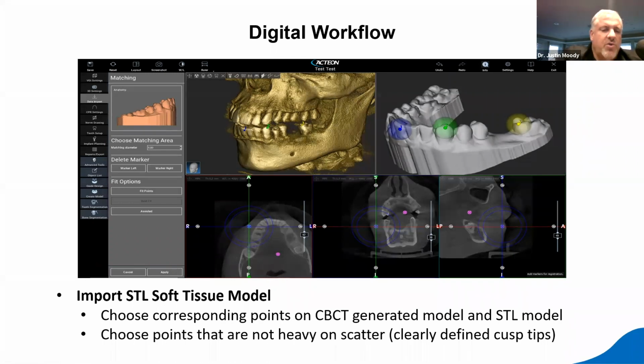Now, you do want to choose, a couple tidbits here. You do want to choose some points that don't have a lot of heavy scatter radiation. Clearly defined cusp tips work the best. Any kind of clearly defined anatomy within those sites will give you a better orientation for the two files.